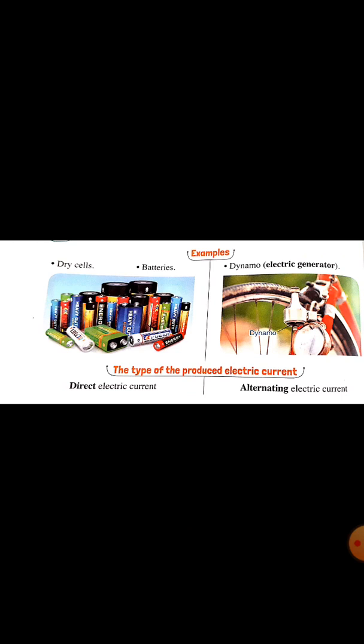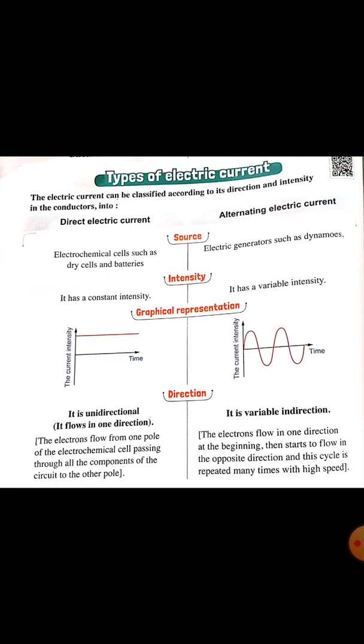Look, here we have dry cells, batteries, to get direct electric current, while the dynamo, electric generator, is used to get alternating current. So, what is the difference between direct and alternating current? This is point number 2. Let's move to it. Types of the electric current.